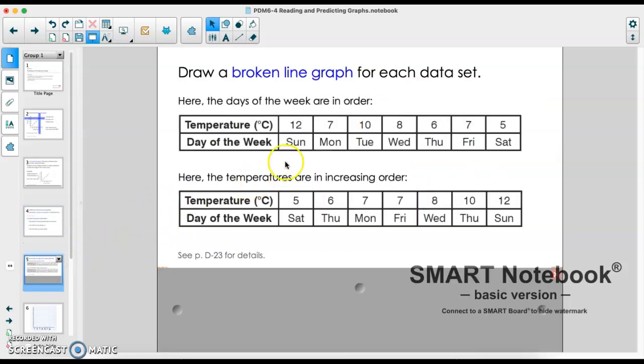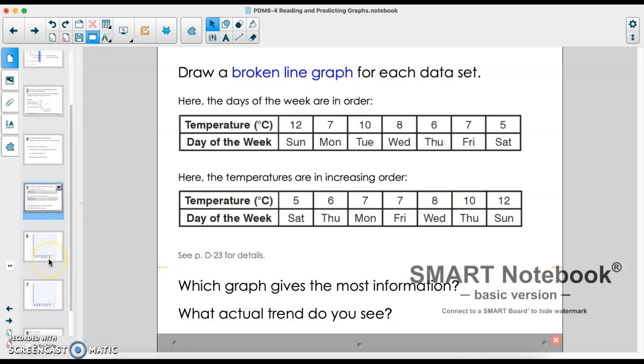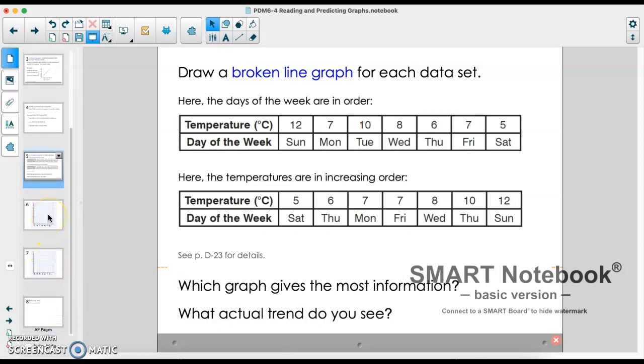Okay, so here's a situation where there's a broken line graph for each data set. Here are the days of the week in order, and then the bottom one is the temperature, ranked from lowest to highest, in increasing order. You want to start considering which graph gives you the most information, and what actual trend you see. I'm going to flip back and forth because I have a couple graphs set up. They are not the neatest, but I'm going to try and plot them out.